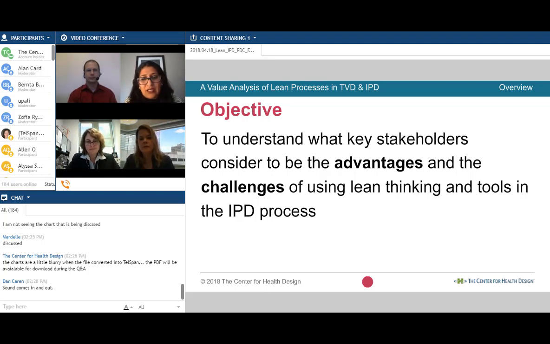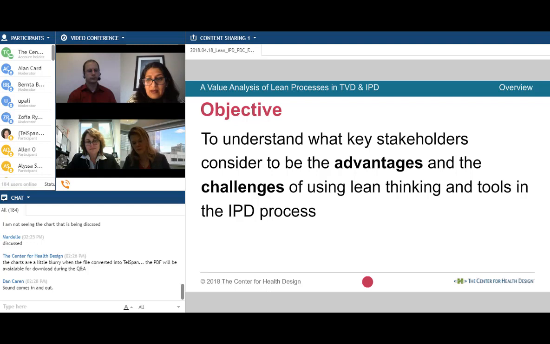But one of the things we wanted to do as a research team was understand that we were assuming that there was value to lean thinking in IPD. Did that assumption hold true? Did all key stakeholders truly agree with that? And to understand, with Zofia and her team, what were the advantages and challenges to using these lean thinking tools?